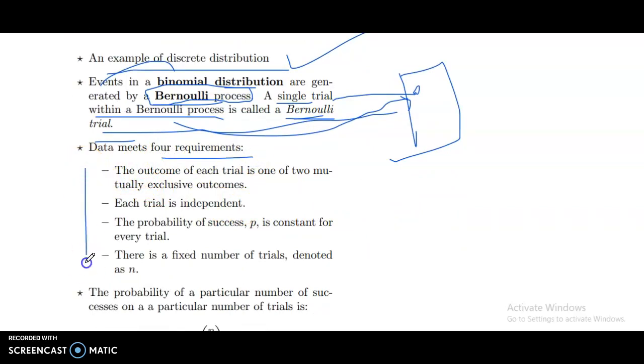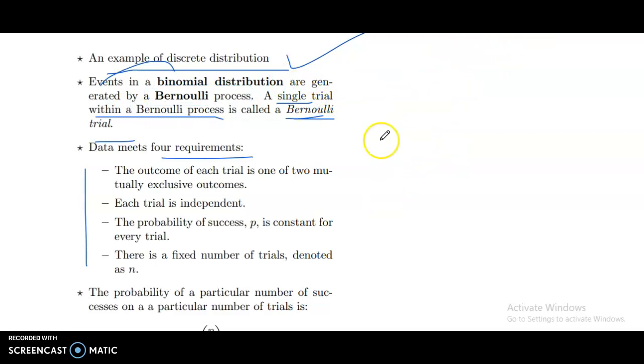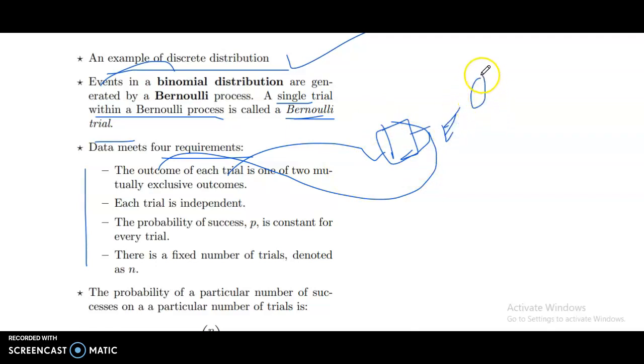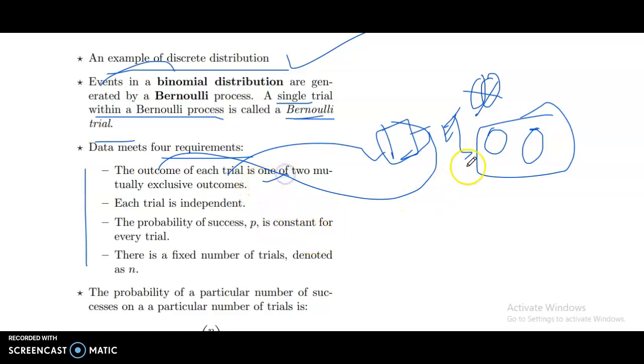The data meets four requirements. The outcome of each trial is one of two mutually exclusive outcomes. Only one of these outcomes can happen.